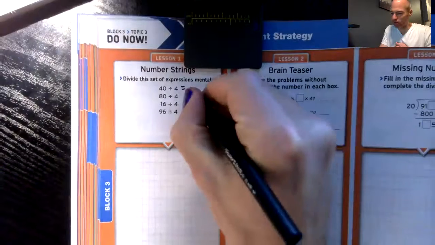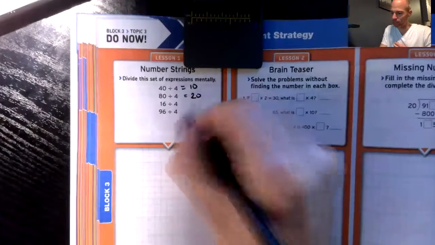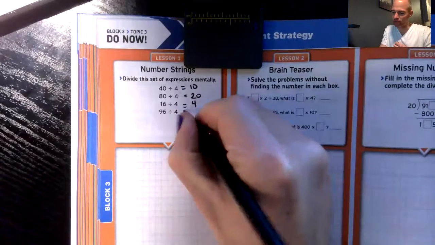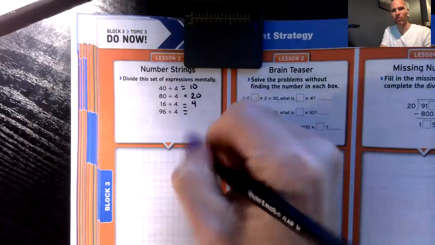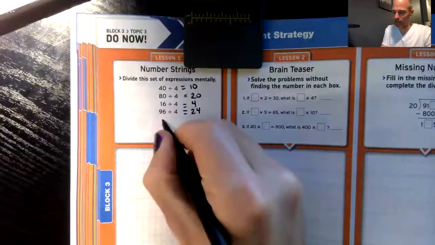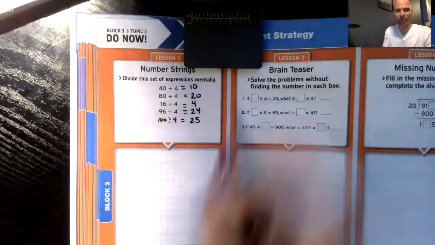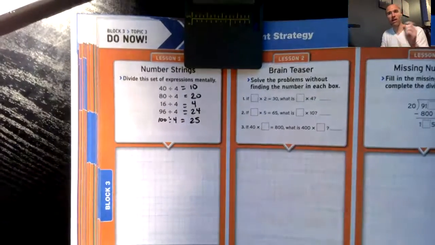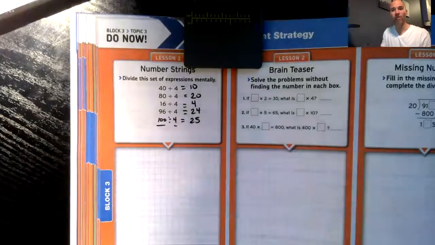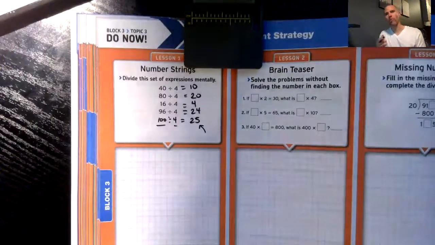40 divided by 4 is 10. 80 divided by 4 is 20. 16 divided by 4 is 4. And 96 divided by 4 is, what is that, 24? I was able to figure this one out because I know that 100 divided by 4 equals 25. Because if I take 100 pennies and divide it into 4 pieces, I'm going to have 4 quarters, each of which is worth 25 cents. So that helps me remember that fact.